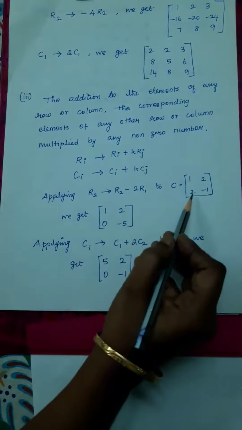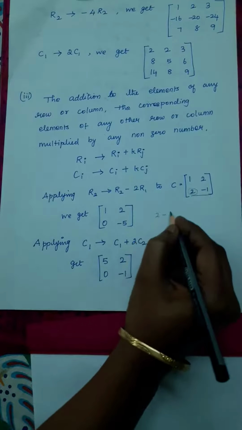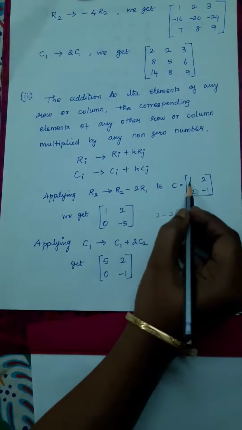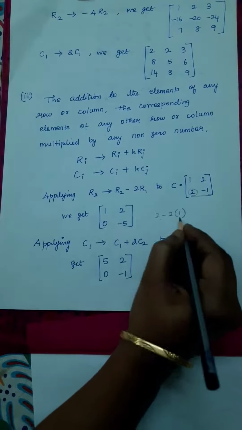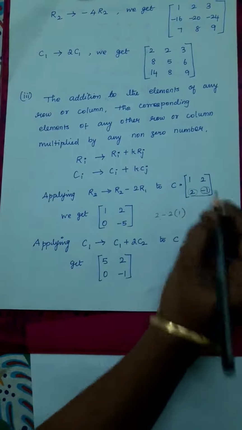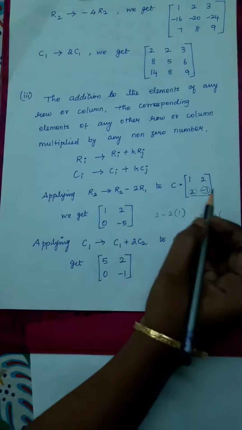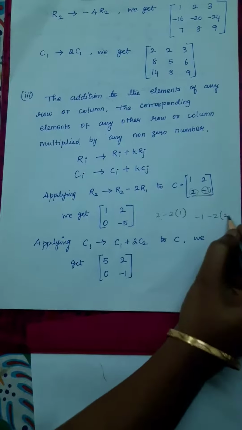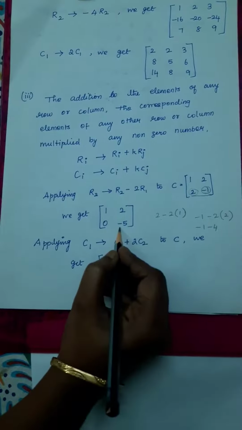Take row 2, the first element 2: 2 minus 2 times the corresponding element from row 1, that is 1. So 2 minus 2 becomes 0. The second element is minus 1: minus 1 minus 2 times the corresponding element from row 1, that is 2. So minus 1 minus 4, and the result is minus 5.